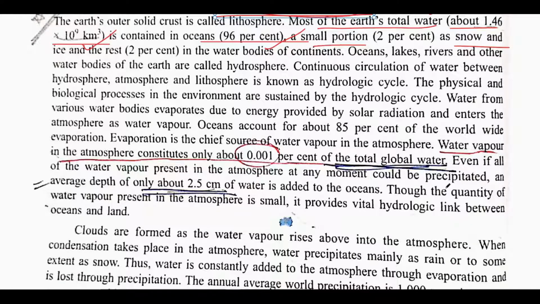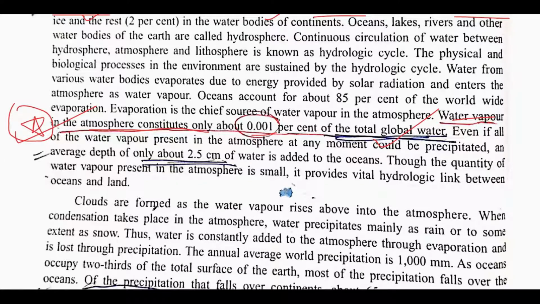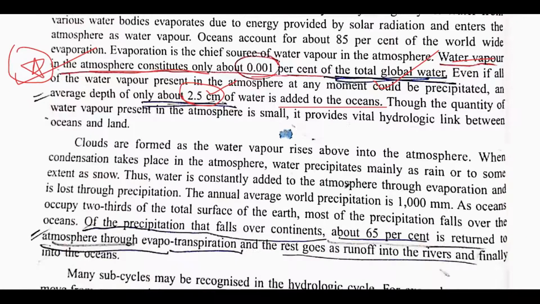Out of this, the important part is that water vapor in the atmosphere constitutes only 0.01% of the total global water. This is a very important statement. Remember that. The other important statement is that if all the clouds have precipitated, it would increase the depth only by about 2.5 centimeters to what is already present in the oceans.